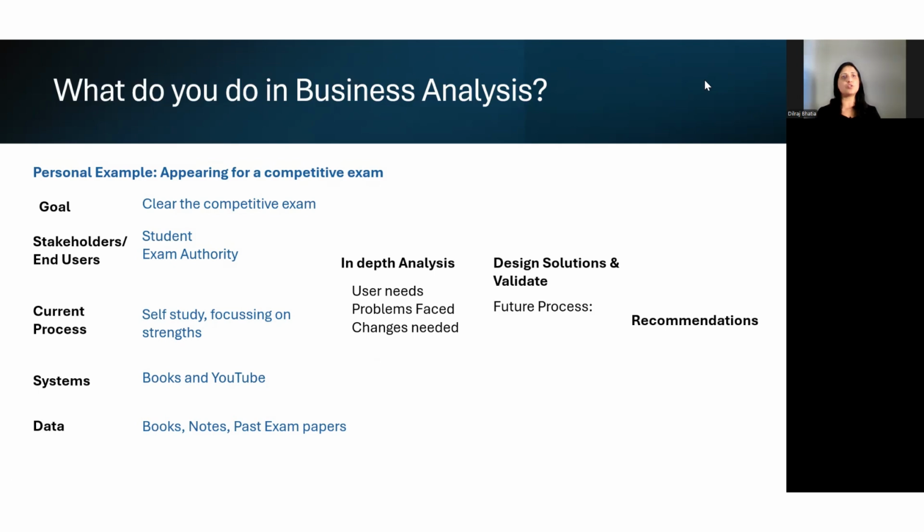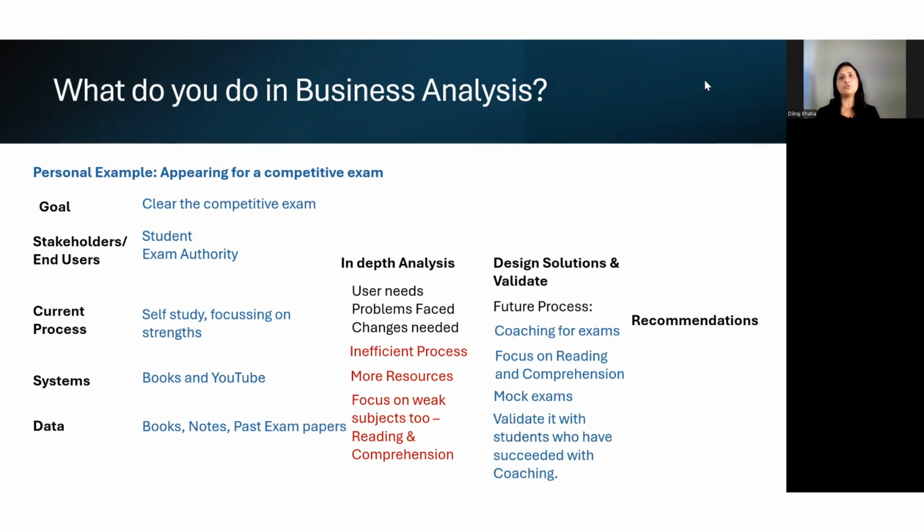Once we have gathered enough information about your current processes, systems and your goal, we pick up that information and do requirements analysis, where we do an in-depth analysis of it. And what we understand is that maybe the process being followed to clear the competitive exam is still inefficient. The process needs to be updated. You need to refer to more resources besides books and notes. And you also realize that you need to focus on your weak subjects as well, which could be reading and comprehension, mentioning it hypothetically. So we would understand these needs and problems thoroughly and define the to-be future process.